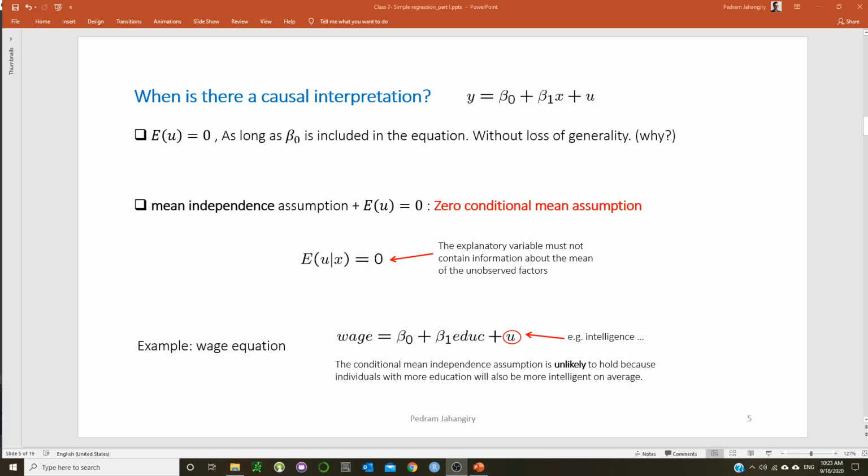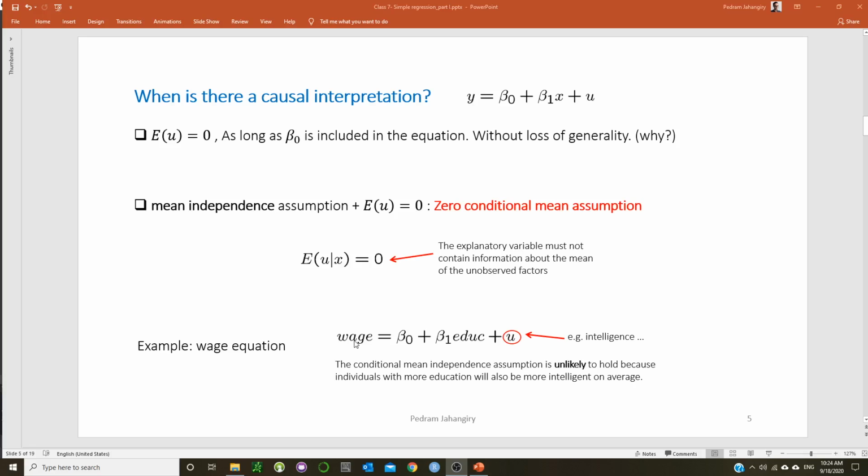All right, now let's see, when do we have causal interpretation between Y and X? Remember, this is something that we talked about from the first class to say, in econometrics, we hope we go from simple correlation to causation. At the end of the day, I want to see if education is going to impact wage in a meaningful way. It's not just chance, it's not just random, right?